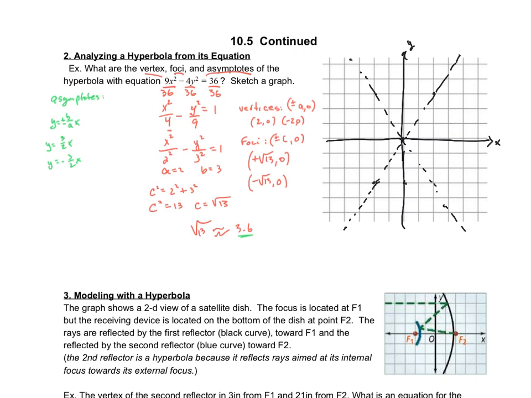Now I know that my vertices are going to be 2 and negative 2, 0. And then my foci are going to be plus or minus the square root of 13, which turned out to be roughly 3.6, about 3.5. And then if I graph this, following my asymptotes and going through my vertices, there we go. There we have graphed that hyperbola.